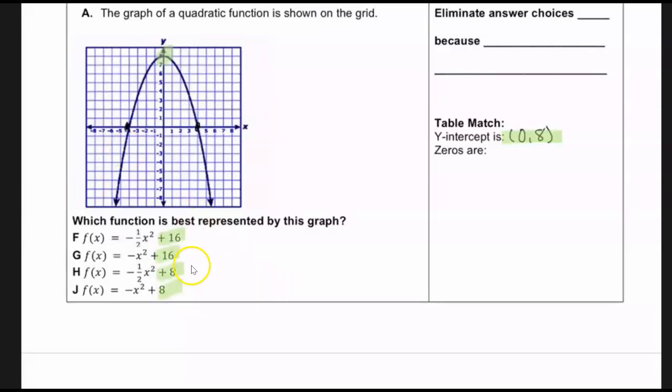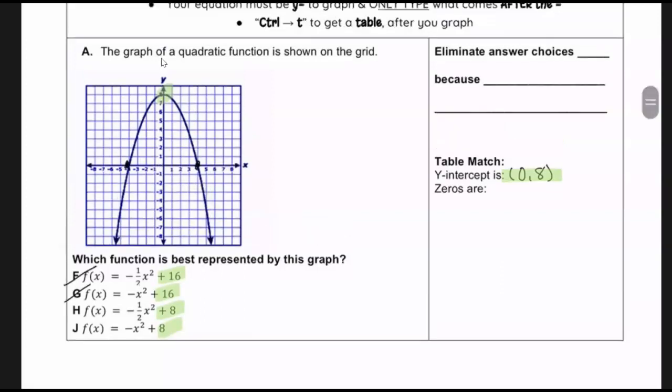All the ones I highlighted in green are c values or y-intercepts. So f and g are saying the y-intercept is 16, and h and j are saying the y-intercept is 18. Well, if I look at my graph, I can see that my y-intercept should be a positive 8, which means it cannot be f or g. They have the incorrect c value, the incorrect y-intercept.